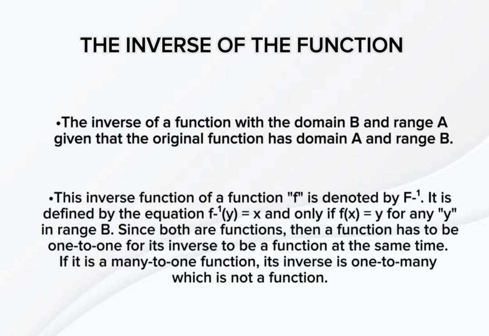This inverse function of a function f is denoted by f raised to negative 1. It is defined by the equation f raised to negative 1 of y equals x if and only if f of x equals y for any y in range b. Since both are functions, a function has to be 1 to 1 for its inverse to be a function at the same time. If it is a many to 1 function, its inverse is 1 to many, which is not a function. So if it's not 1 to 1, we don't have an inverse function.